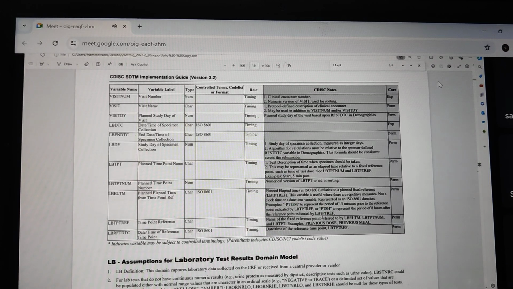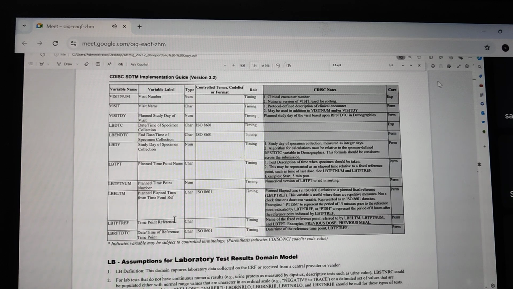So 15 minutes, 8 hours, 1 day, 1 week, whatever the time, we can put that in the elapsed time point level. So LBRFTDTC and LBTPTREF, these are the two variables. This will give one particular milestone. Like you can see, this is the previous dose, previous meal. When the particular previous dose or previous meal happened, that date will come here.